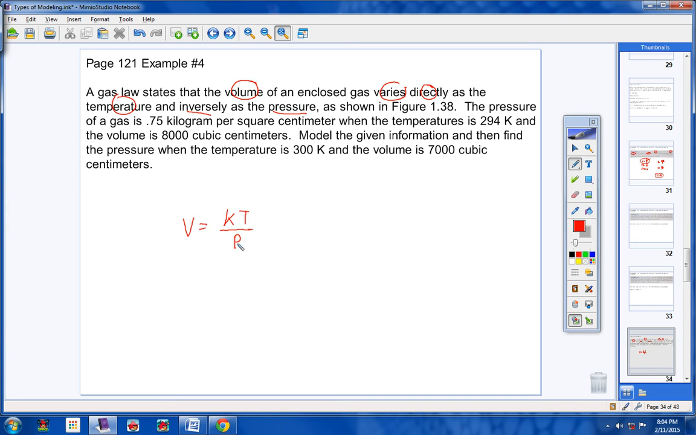Now let's go ahead and solve for K. The pressure of a gas is 0.75, so I'm going to put 0.75 for my pressure P. The temperature is 294, so temperature T right here, 294, and I'll put K right here. And the volume is 8,000.